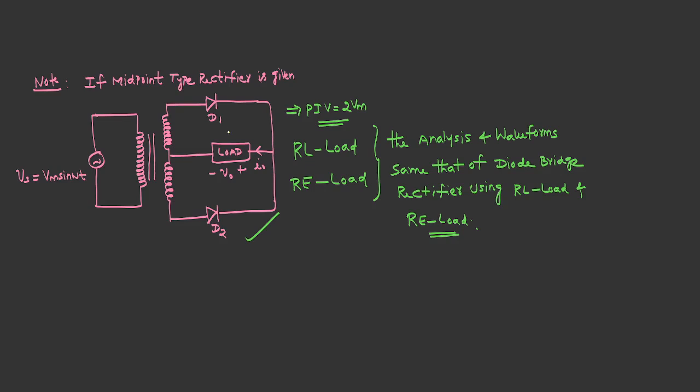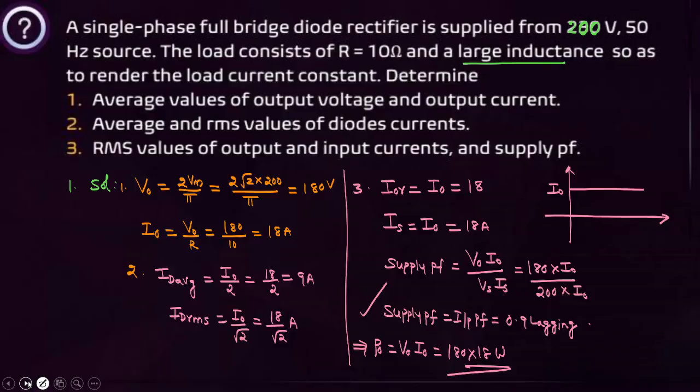Then for the midpoint type rectifier, I am not giving a detailed analysis. For RL load and RE load, apart from the peak inverse voltage, the remaining analysis and waveforms are similar to the bridge rectifier. The midpoint type rectifier and bridge rectifier use the same formulas. How to practice this question? It is a very, very important 5-star model. Here I have given the bridge diode rectifier, and the midpoint type rectifier is also given, with the same formulas except peak inverse voltage.